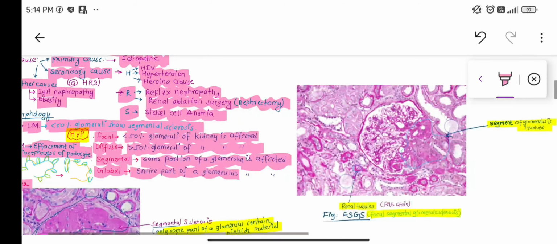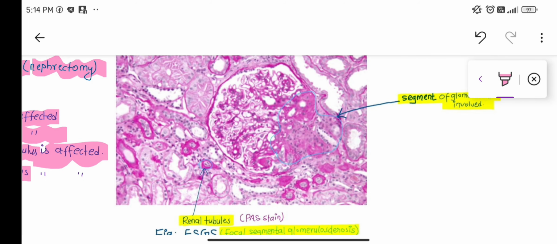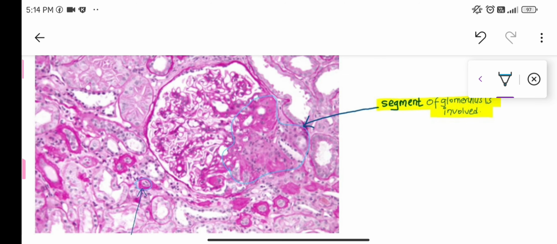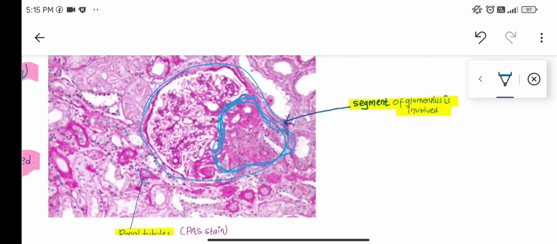Now if you see the images of focal segmental glomerulosclerosis, you can see this is segmental. Segmental means only some part of the glomerulus is affected here. This whole is a glomerulus, and only some part of the glomerulus is sclerosed. Sclerosed means there is pinkish material deposited in the glomerulus that makes the glomerulus non-functional. And these are the sclerosed materials, so that's why it is written segmental. Only some part of a glomerulus is affected here.